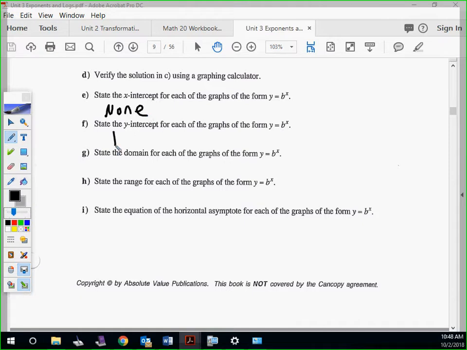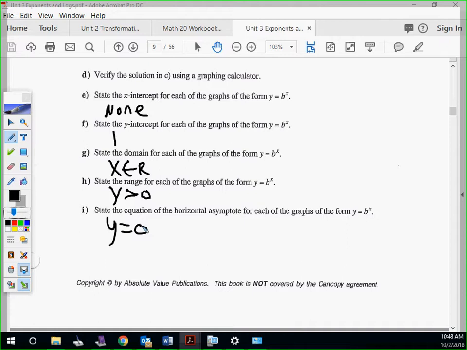Domain for all of them is x is an element of the reals. The range for all of them is y greater than 0. And the equation of the horizontal asymptote for each of these is y equals 0. Okay, now, so you're seeing, wow, they're very similar in a lot of ways. What could change a range or a domain here? What could change your horizontal asymptote?